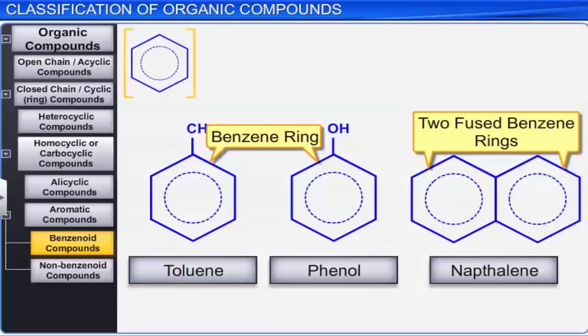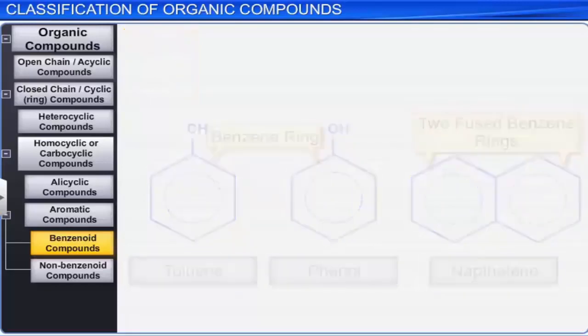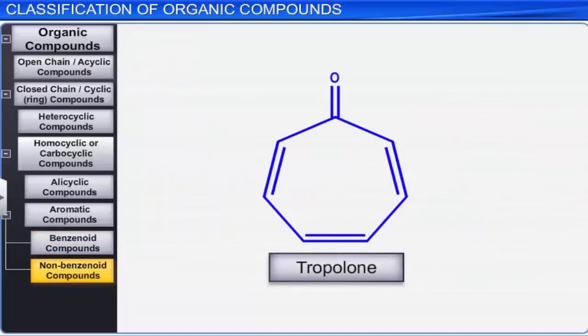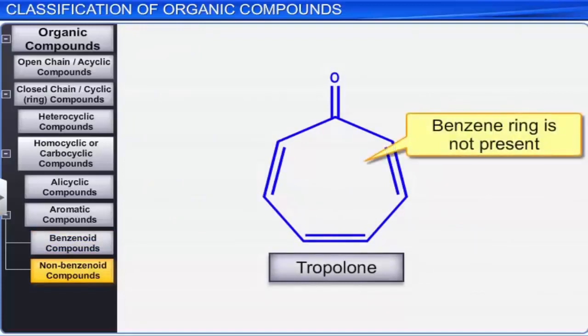Benzene is the parent compound in benzenoid derivatives. A non-benzenoid compound is one that does not contain a benzene ring. For example, tropolone as shown here.